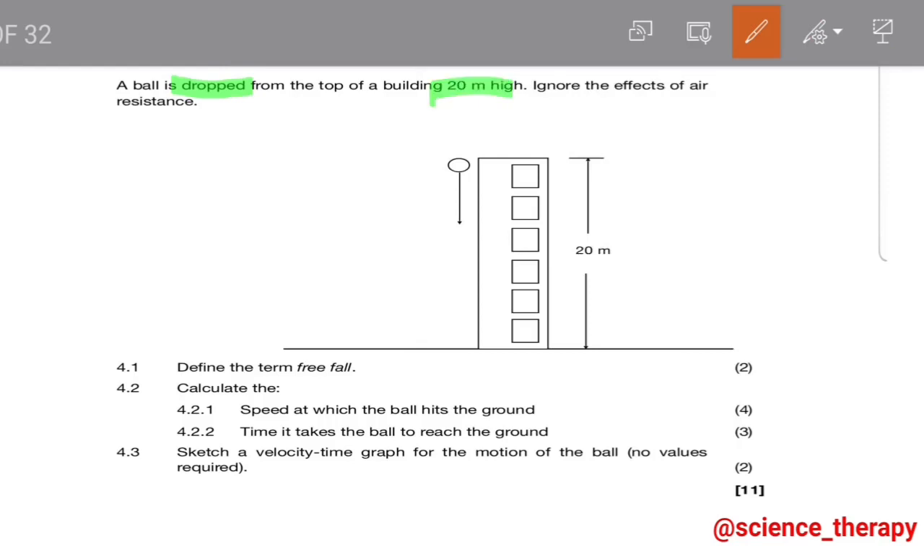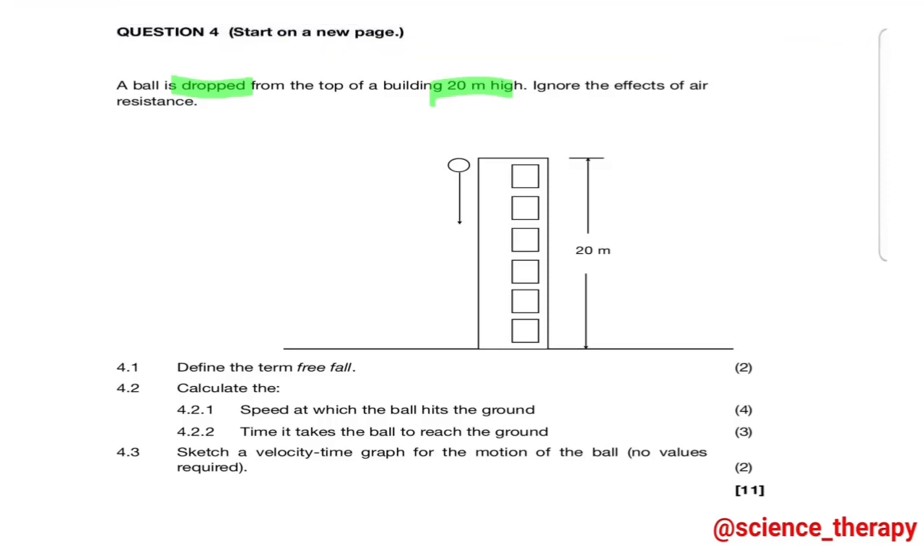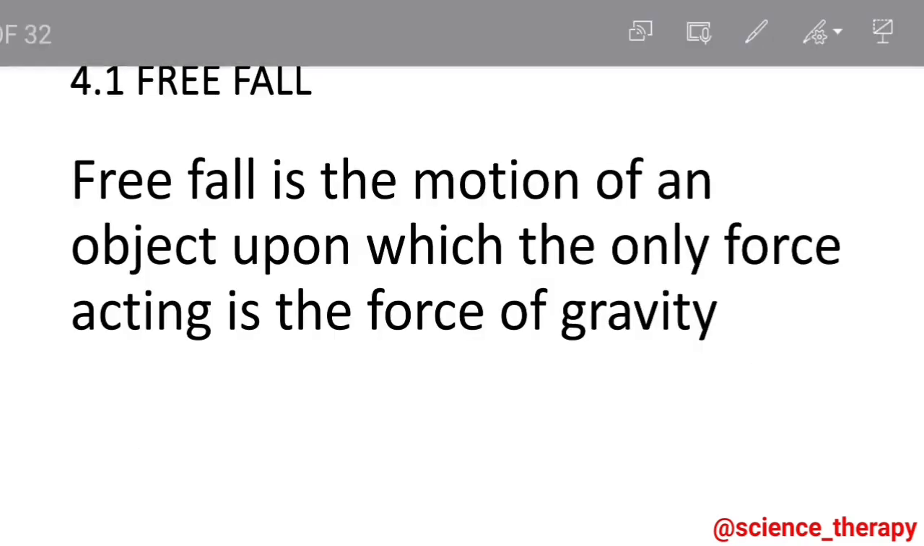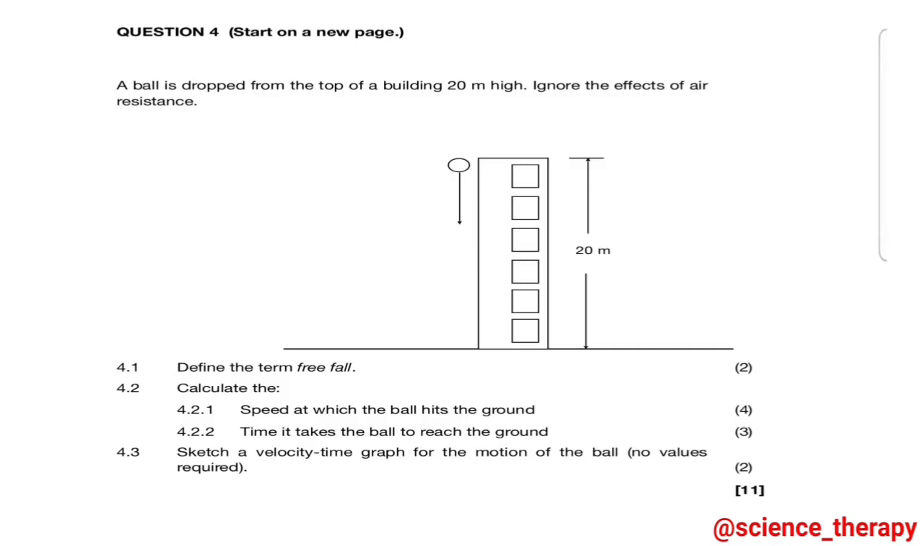Now 4.1 says define the term free fall. What is free fall? Let's run quickly to that. We say free fall is the motion of an object upon which the only force acting is the force of gravity. So you have your 2 marks in the bag like that. Then 4.2, calculate the speed at which the ball hits the ground.